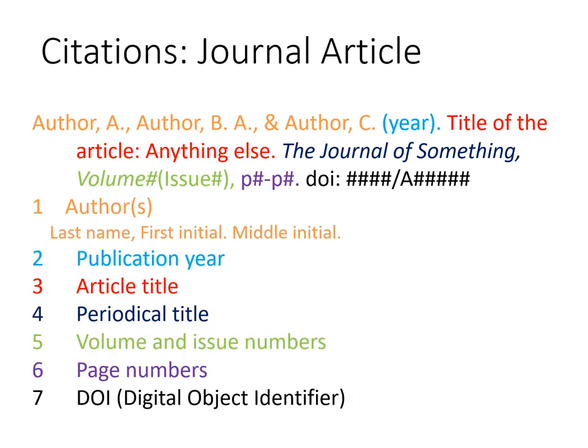Next, you have the publication year. In the examples we saw, it was 2015. The title of the article, followed by the name of the journal in italics, the volume and issue number. Only the volume number is in italics, and there is no space between the volume and the issue number, the page numbers, and the DOI number.